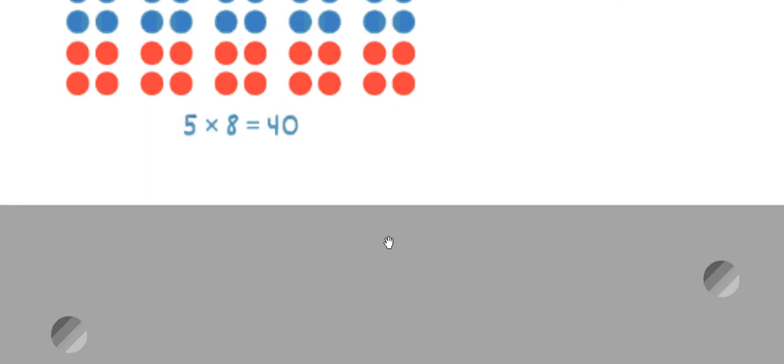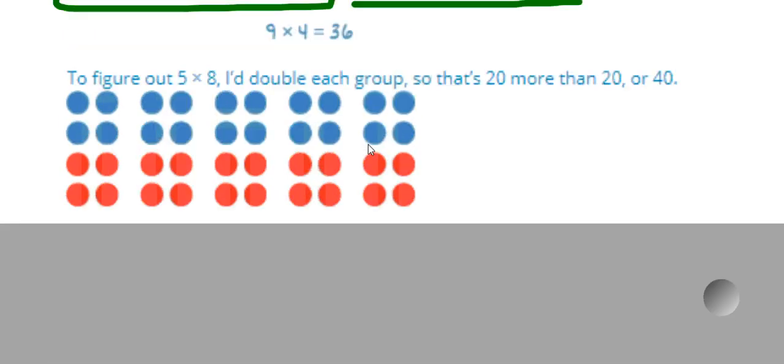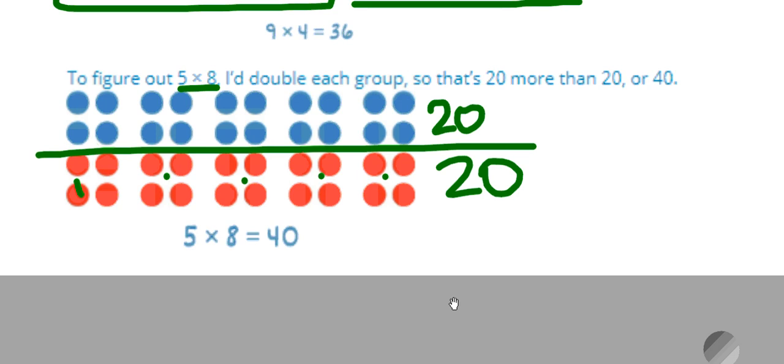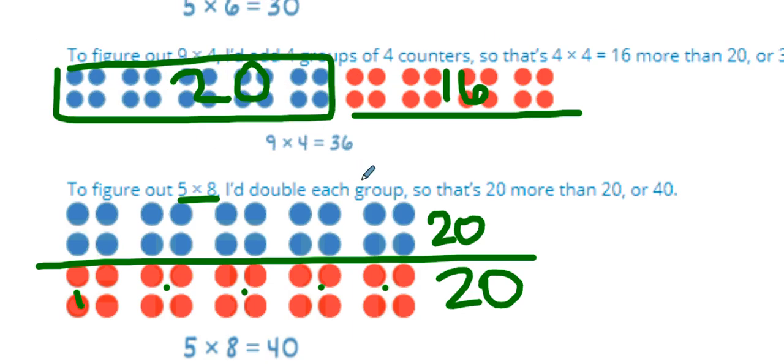Another thing you can do is doubling. So this last person said, instead of doing 5 times 4, they figure out 5 times 8. So what they had to do is double each group. So there's the original, our 20, and they're just doubling it now to put 8 in each group. Okay, see all these doubled. So there's another 20. So 5 times 8 is 20 and 20, which is, yes, 40. Good job.